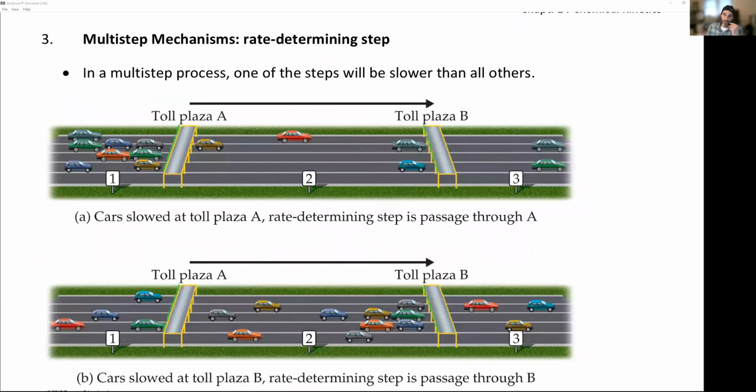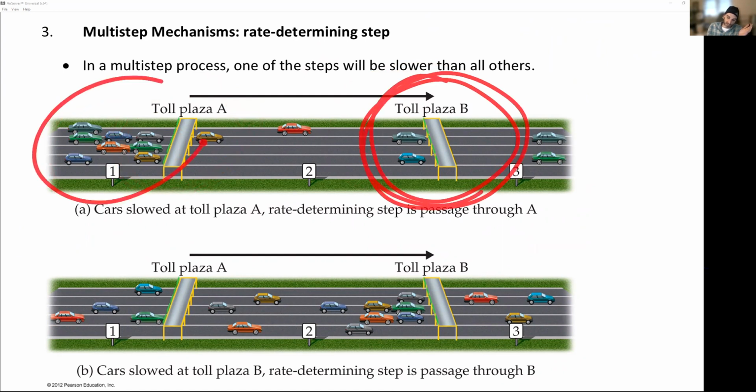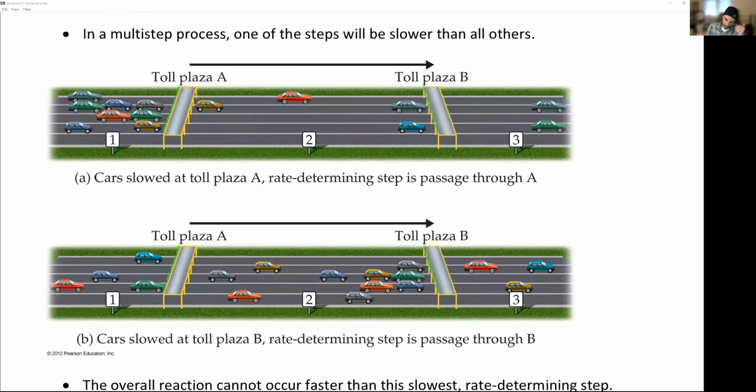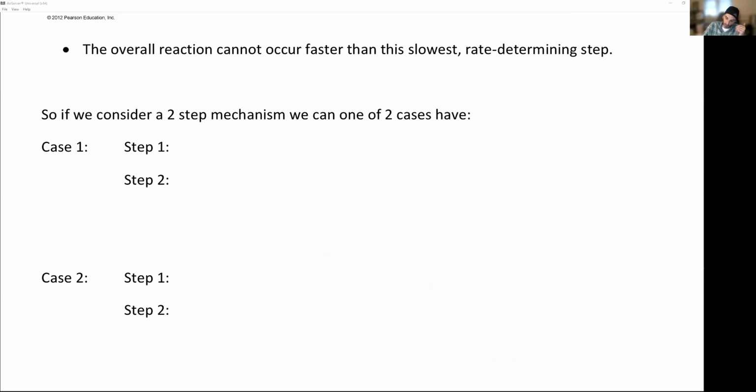All right, last little bit. In a multi-step process, the rate determining step has to be, again, let's talk about what rate determining step is. So we've got two toll plazas here. These cars are slowed at toll plaza A and fly through toll plaza B. So this is really the one that is going to limit the speed at which a reaction actually occurs, because it is a slow first step and a fast second step, versus the other one, which is fast and this is slow. So there's two situations that we're going to run into.